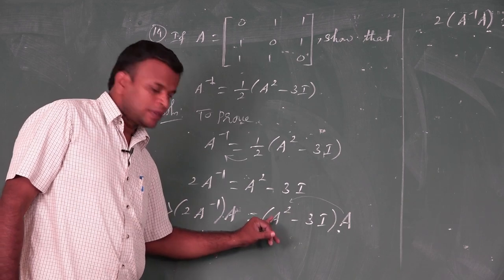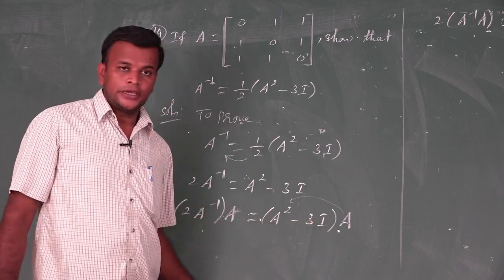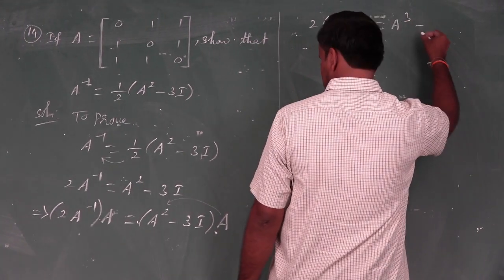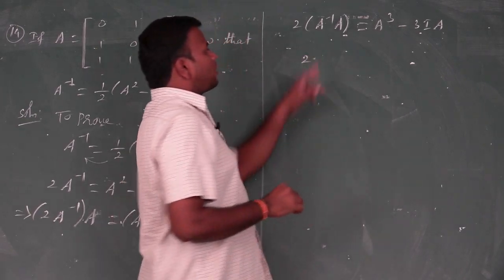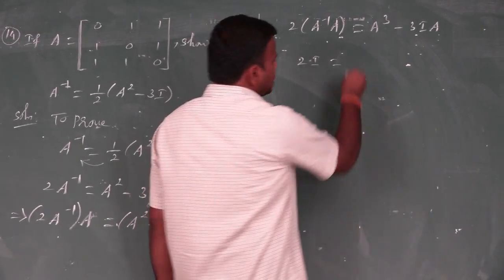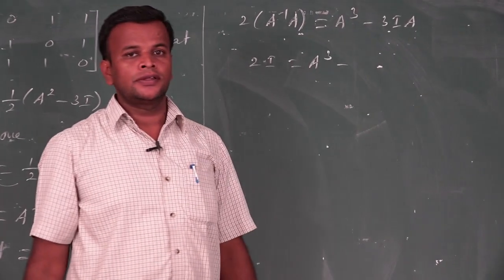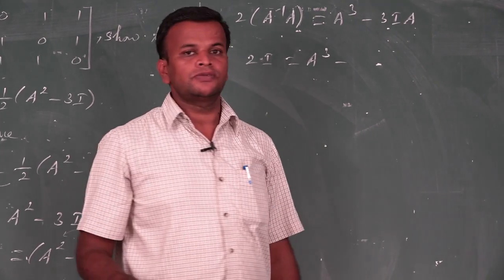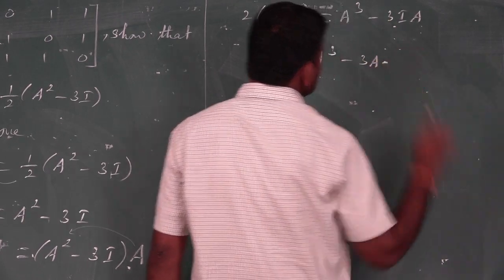Already A square is there. A square into A is A cube minus 3IA. So A square into A is A cube minus 3IA. The value of A inverse into A is just I. Is equal to A cube minus, what is the final answer of 3IA? I is the identity matrix. That matrix is multiplied by any matrix, we have the same matrix. So the final value of 3IA is just 3A.